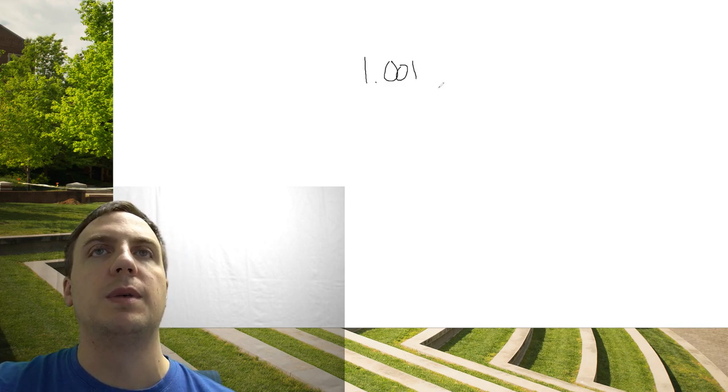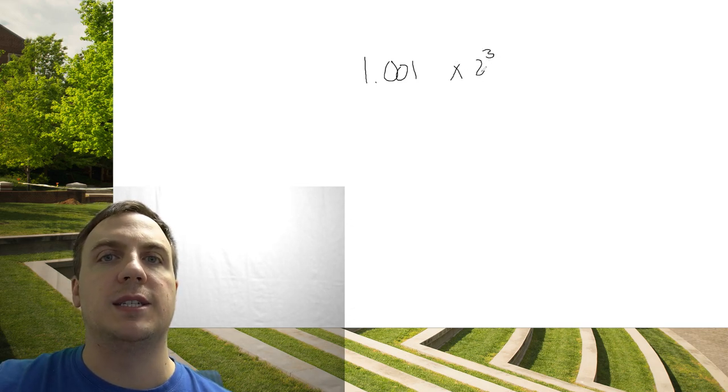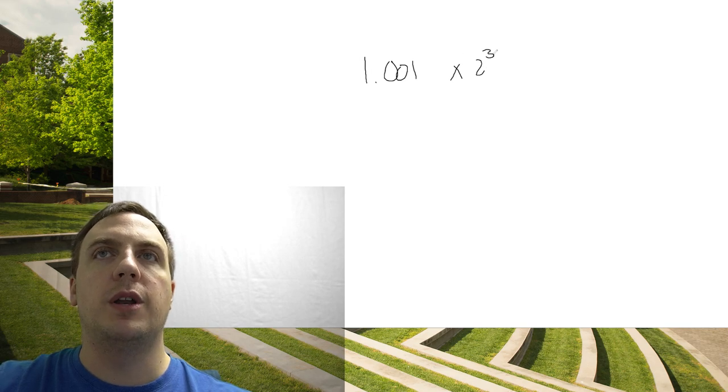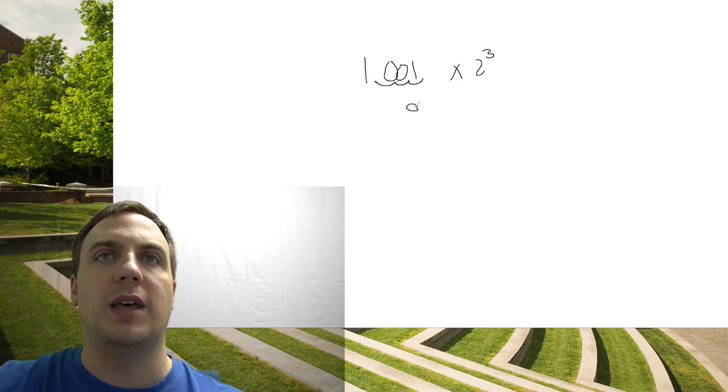So let's take a look at a base 2 number. So 1.001 or something like that. So we know if there's no decimal, that's the value 9. So let's do 2 to the third. So this is our base. What we're going to do is move the decimal point to the right three places. 1, 2, 3. And that will give us the value 9.